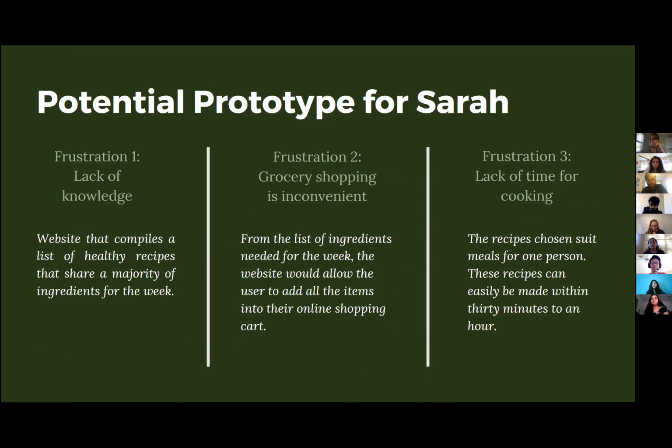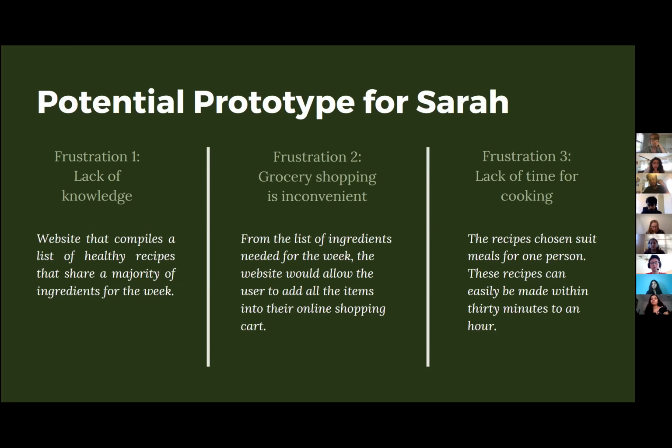As said before, we slightly touched on the ideate phase, and a potential prototype for Sarah came up whenever we were discussing our topic. Our first major frustration is her lack of knowledge for new recipes. That's why she sticks to something familiar. So a potential prototype would be a website that compiles a list of healthy recipes that share the same ingredients for the week. That would give her more recipes to try for the week, as well as not have her having to buy so many different ingredients to make these meals.